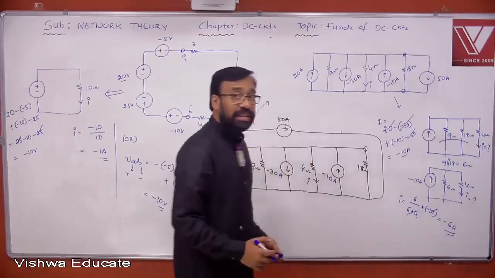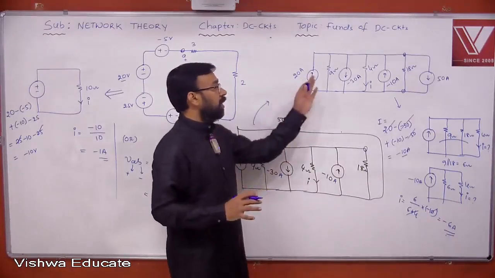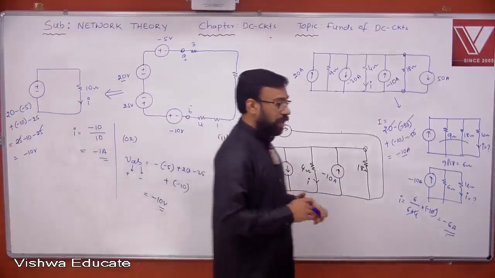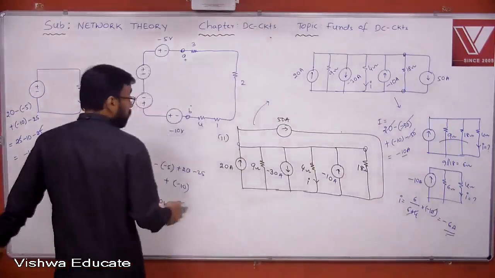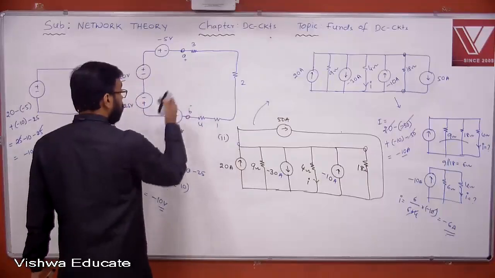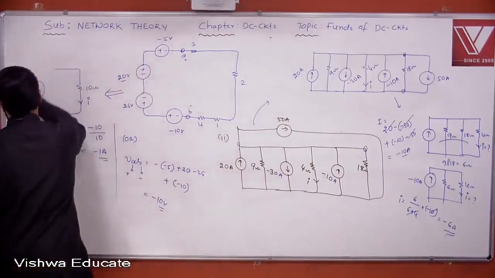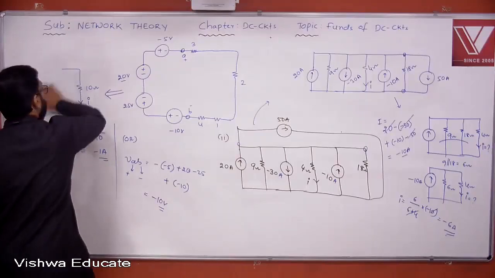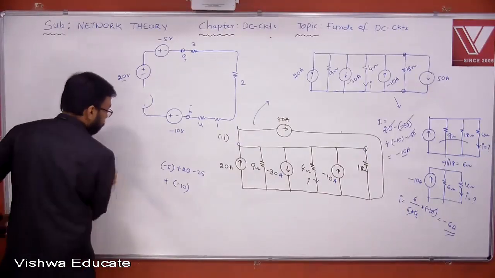I told you clearly that my intention is just to understand how we are going to replace the parallel combination of current sources by a single equivalent current source. Otherwise, this problem can be solved by mesh analysis, that problem can be solved by node analysis. But we are not going to that stage. We have anyway a lot of things to discuss with respect to mesh analysis and node analysis. That we will see later.